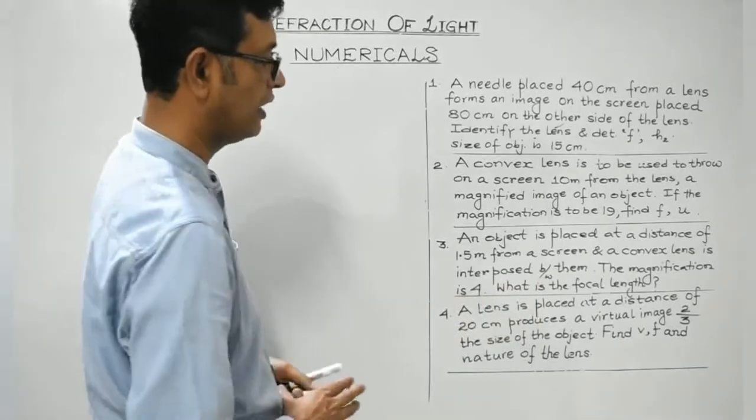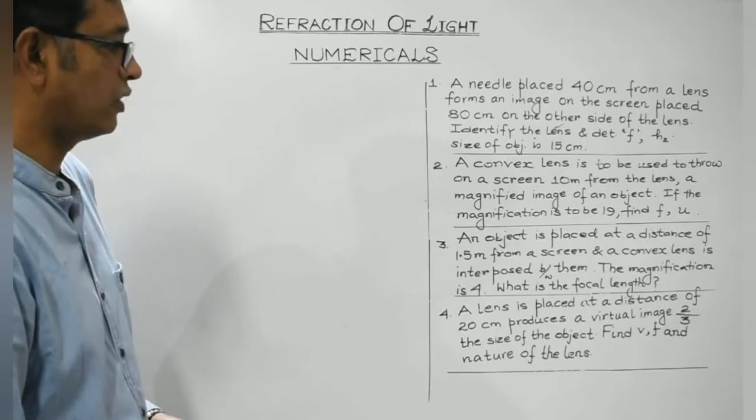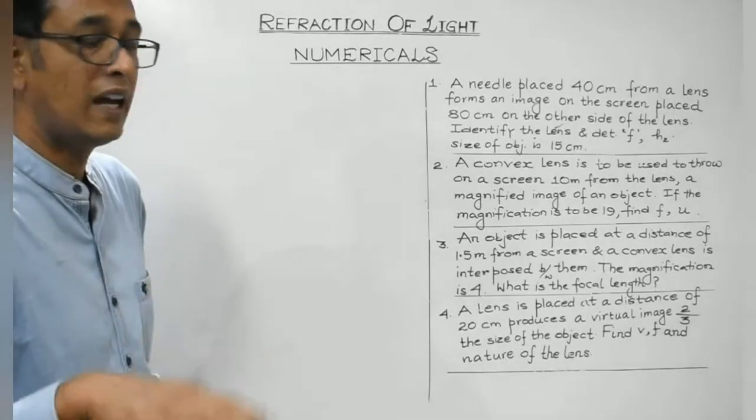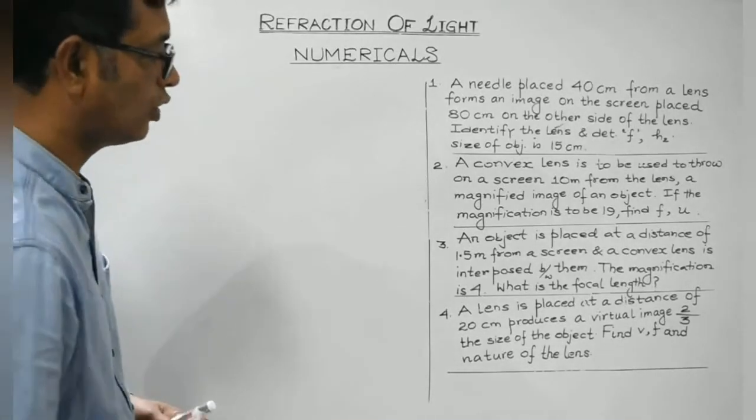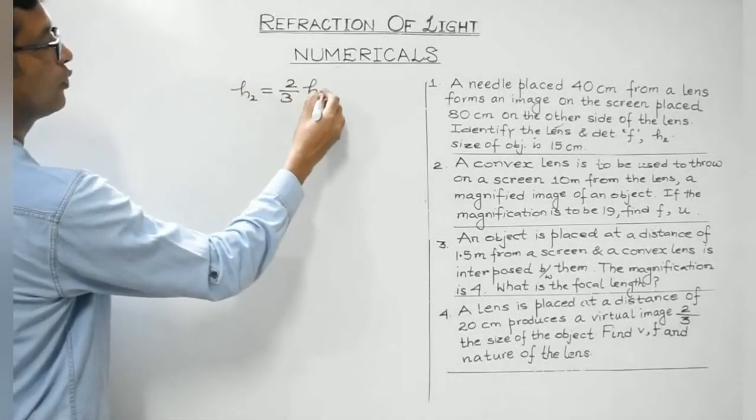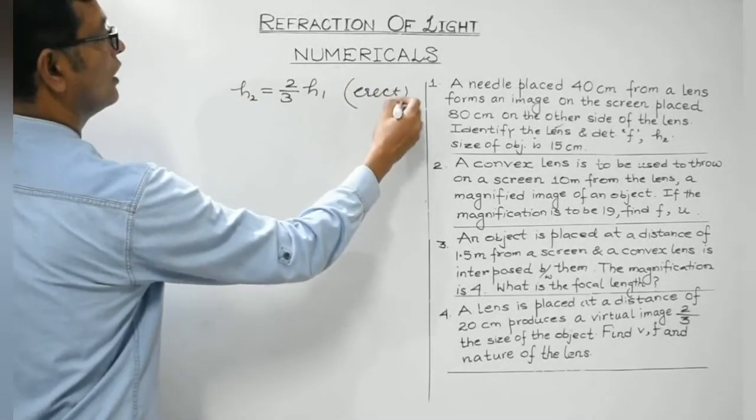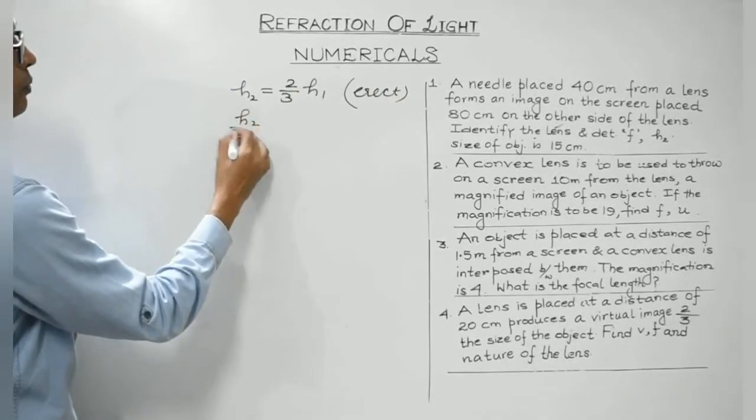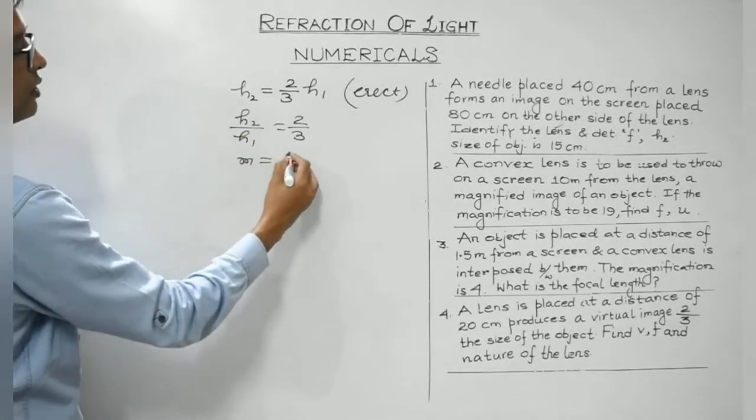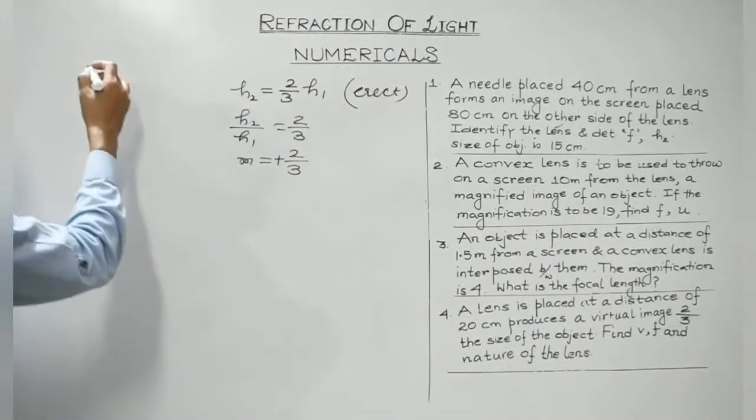Again, let's consider the question. A lens is placed at a distance of 20 centimeter, produces a virtual image 2 by 3 the size of the object. Virtual image, virtual and erect, 2 by 3 the size of the object. Okay, means H2 is equal to 2 by 3 of H1. It's given. Virtual and erect, since it's erect, H2 would be positive. So H2 by H1 would be equal to 2 by 3. H2 by H1 is linear magnification, so it is 2 by 3. Why is it positive? Because virtual and erect, right?